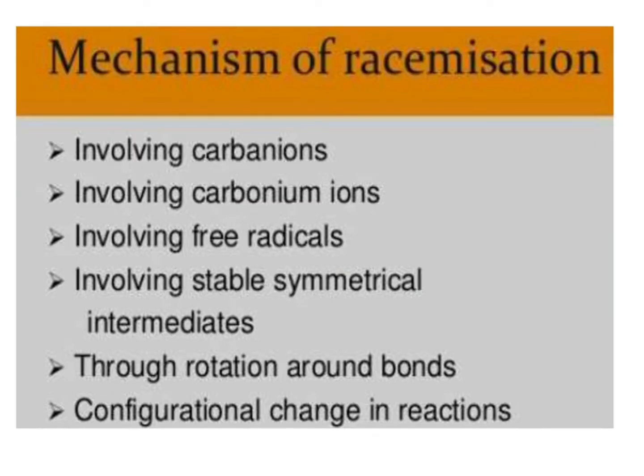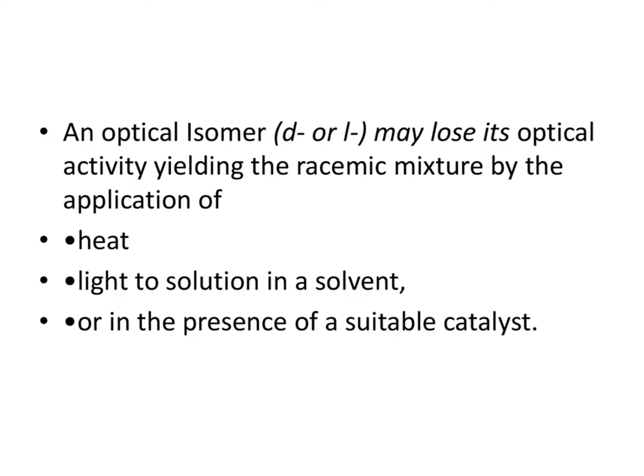Now, let us see about the mechanism of racemization. The mechanism of racemization may involve carbanions, carbonium ions or carbocations. The mechanism also involves free radicals and stable symmetrical intermediates through rotation around carbon bonds and also configurational change in reactions. Now, an optical isomer, that is a D or L form, may lose its optical activity, yielding the racemic mixture by the application of either heat, light to solution in a solvent, or in the presence of a suitable catalyst.